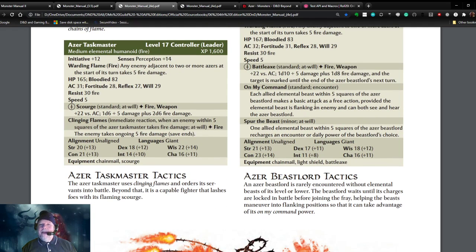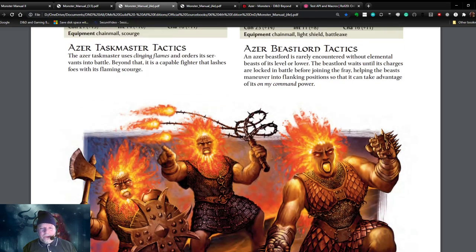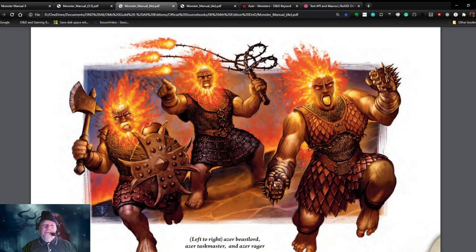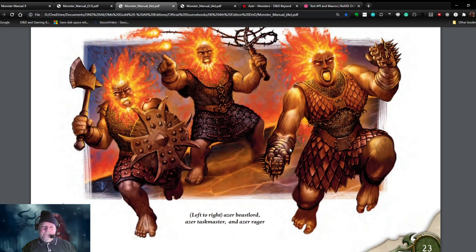Alright, and on my command, each allied elemental beast within 5 squares of the Azer Beastlord makes a basic attack as a free action, provided the elemental beast is flanking an enemy and can both see and hear the Azer Beastlord. And then one allied elemental beast within 5 squares of the Azer Beastlord recharges an encounter or daily power at the Beastlord's choice. And here's some pictures of those guys.